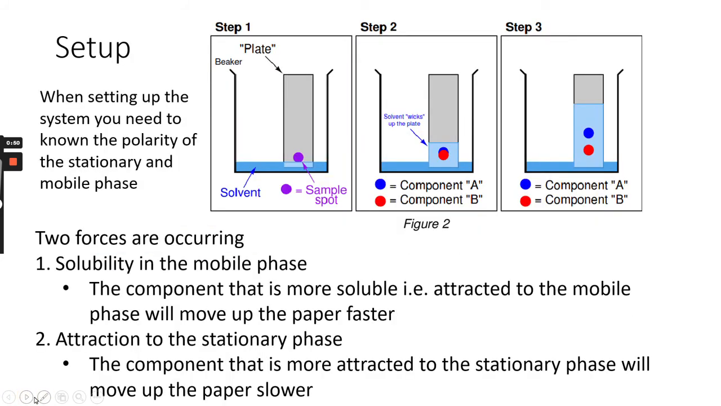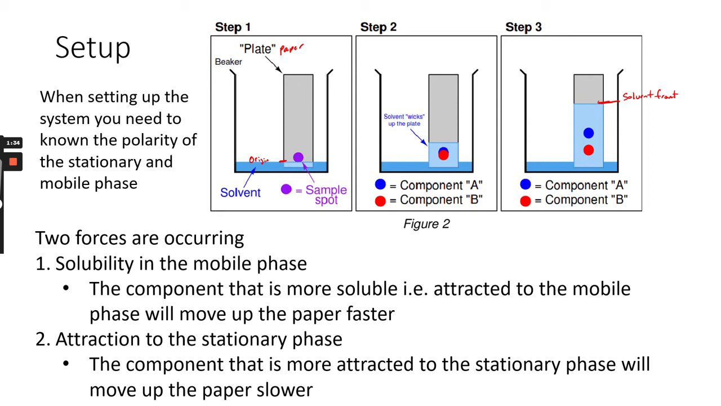So here's the setup. First you take your plate or your paper, and you have your solvent in a beaker and you put a dot of your solute on the piece of paper, and you want to mark where your starting point is, and we call that the origin. Then as the solvent wicks up the paper or the plate, it'll start to separate your mixture into components A and B. At the end, you want to mark where the solvent ended, and this is called the solvent front.